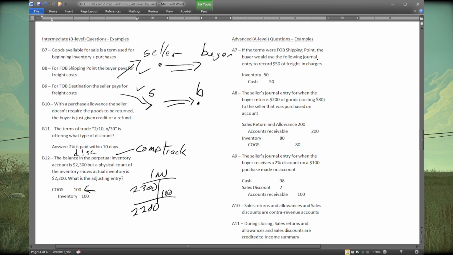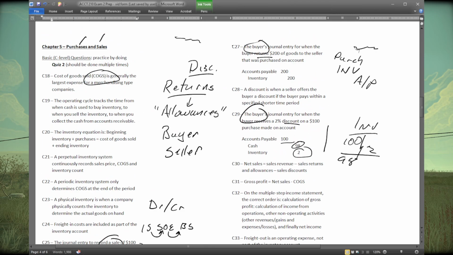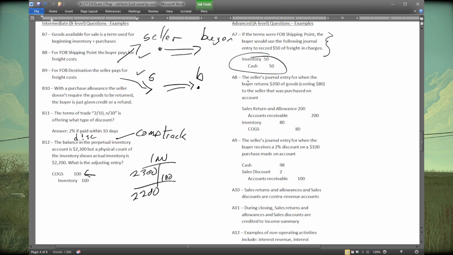The advanced level questions here, again, here's FOB shipping point. All I've done here to make it a little bit more difficult is add the journal entry so that you know what it looks like. Remember up above, I said that the easier versions are the buyer's return and the buyer's discount. Those are the C level, and here are the A level. Here's the seller's return, and here's the seller's discount. Just be aware of how different they look.